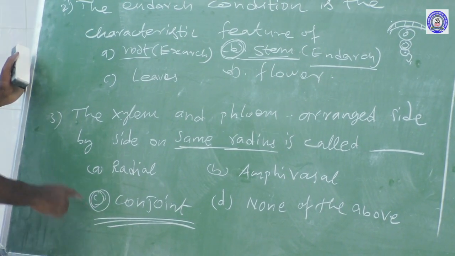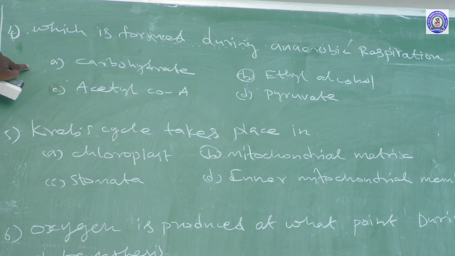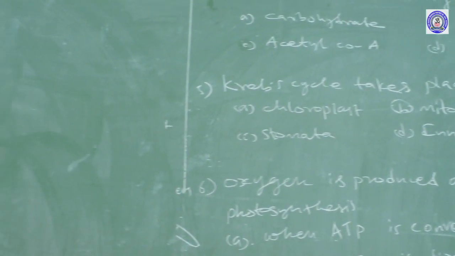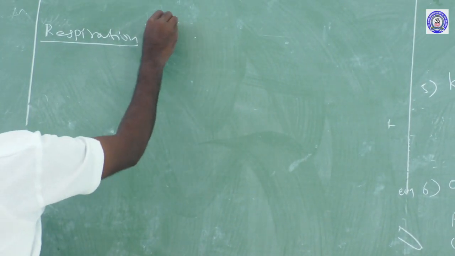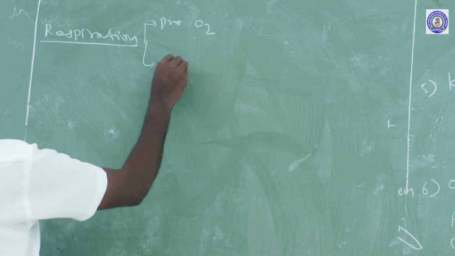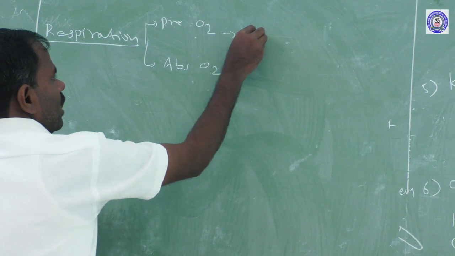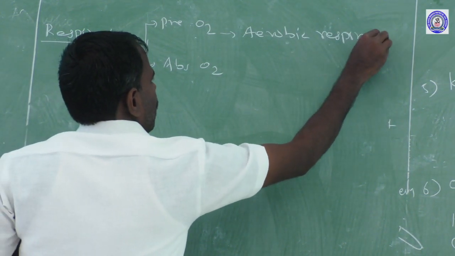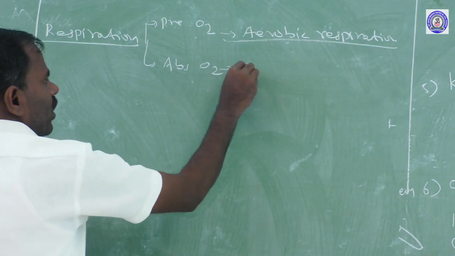Next question: which is formed during anaerobic respiration? Respiration may be of two types: in the presence of oxygen and in the absence of oxygen. The presence of oxygen involves aerobic respiration. Then the absence of oxygen is called anaerobic.